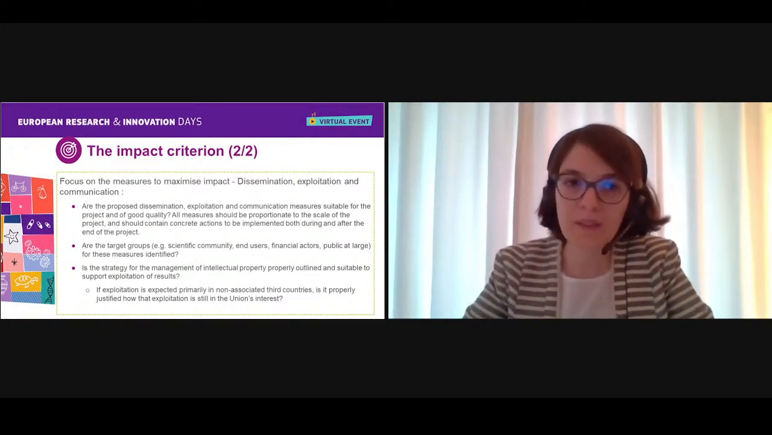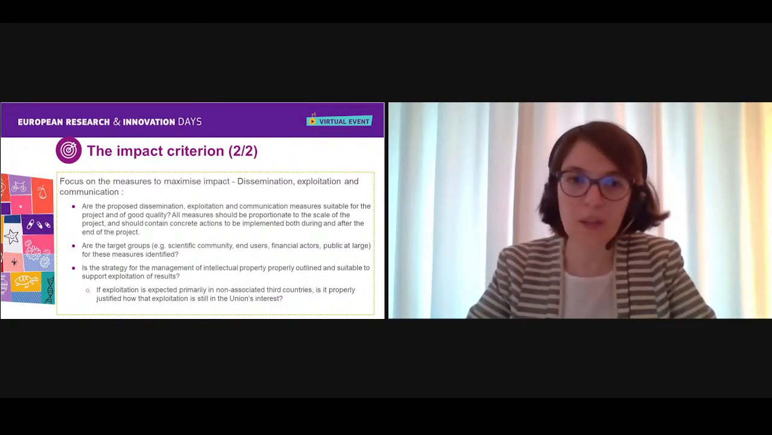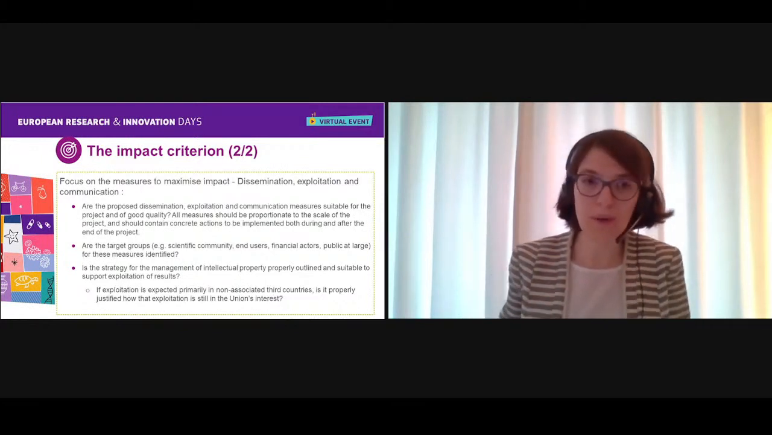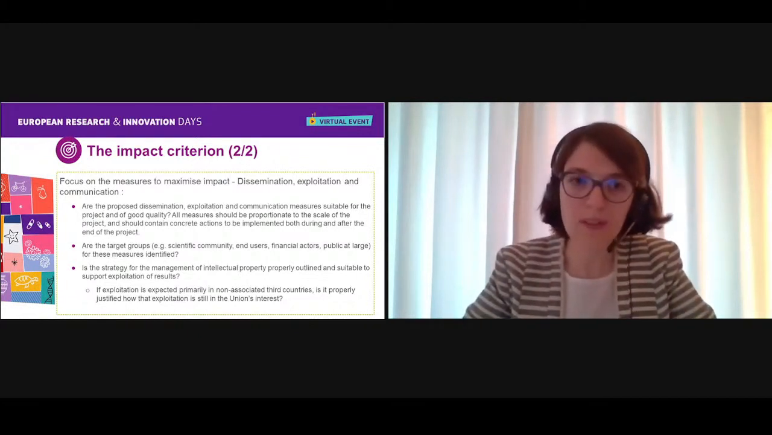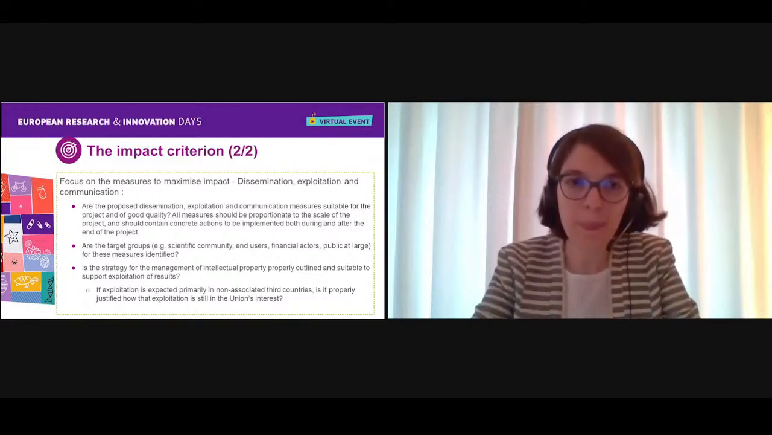You will also need to identify the target groups, who you want to reach with your dissemination, exploitation, and communication measures. Is it the scientific community? Is it the end users, some financial actors, the general public, the politicians, the decision makers? You need to identify the target group for each measure you want to implement. And last but not least, you need already to think at the proposal stage about your strategy for managing the intellectual property. It needs to be already addressed at the level of the proposal.